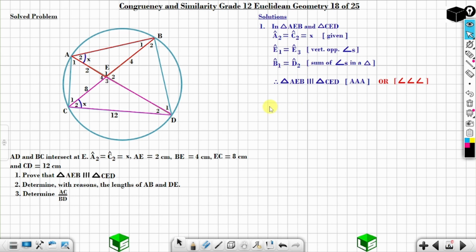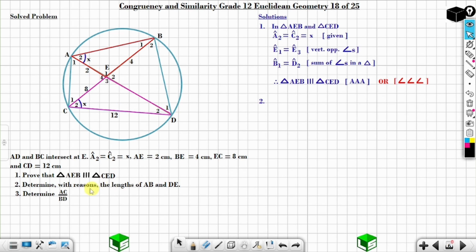Okay, so now question 2. Determine with reasons the lengths of AB and DE. Okay, we can still use the same triangles, triangle AEB and CED, because you need AB. There is AB in this triangle. Okay, there is AB, and you need DE. There is DE. You have it in this triangle.